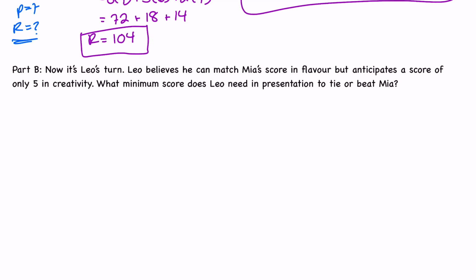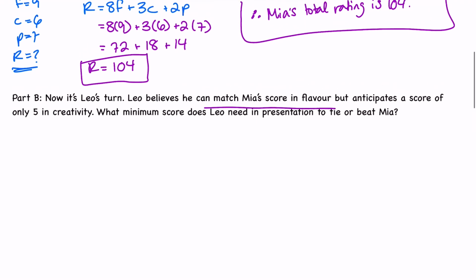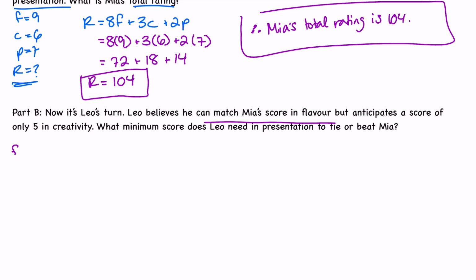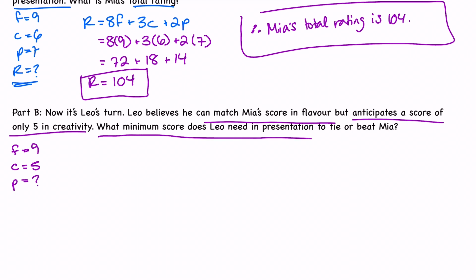So let's write down what we know first. He says he can match Mia's score in flavor. Mia's score in flavor was 9, so he thinks he can get a 9 in flavor. He anticipates only a score of 5 in creativity, so creativity he thinks is going to be 5. What minimum score does he need in presentation? So presentation we don't know, and this is the score he needs to tie or beat Mia. If he's tying her, he's getting 104 points, and if he's beating her, he's getting more than 104 points. So that means R needs to be greater than or equal to 104 points.